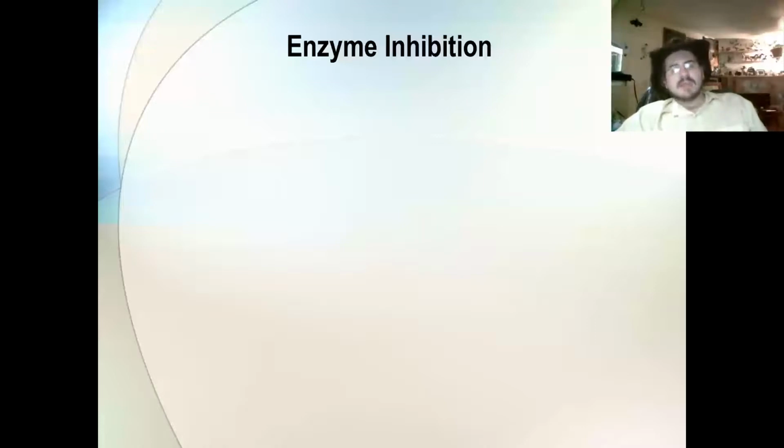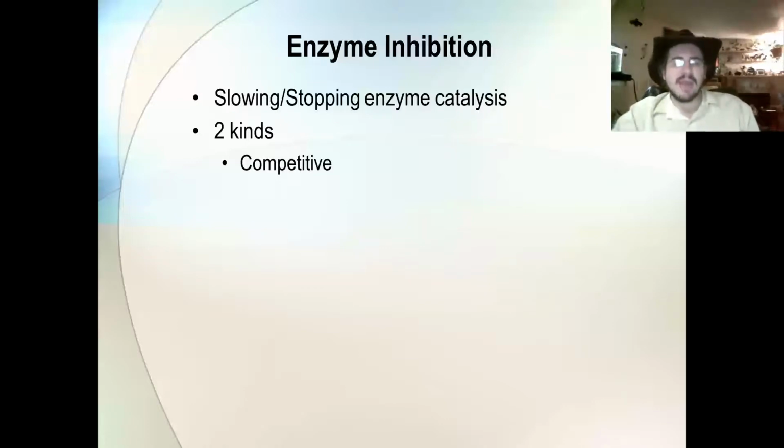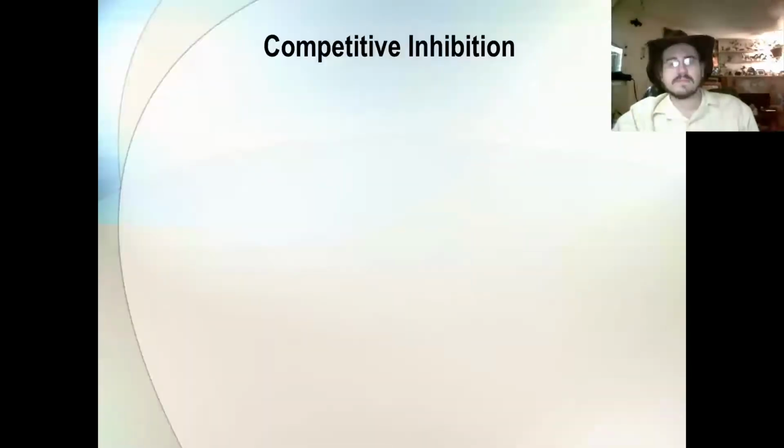So, enzyme inhibition is slowing down or stopping an enzyme from its function. So it slows or stops enzyme catalysis. There are two kinds of inhibition. The first is competitive inhibition, and the second is the creatively named non-competitive inhibition. Pretty crazy. So what is competitive inhibition?